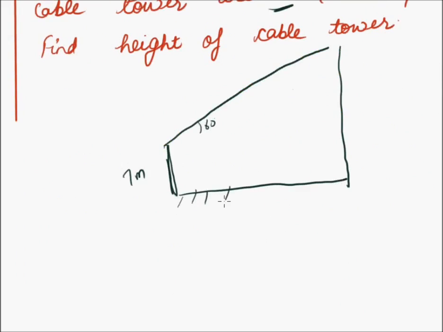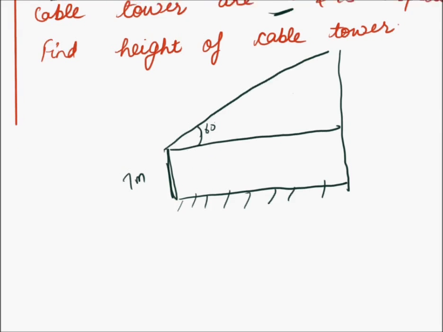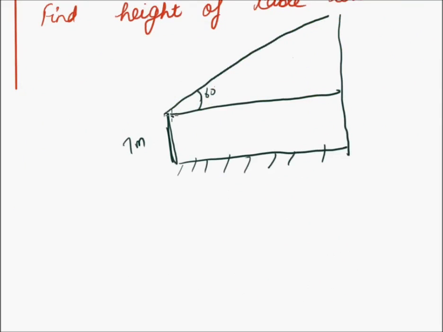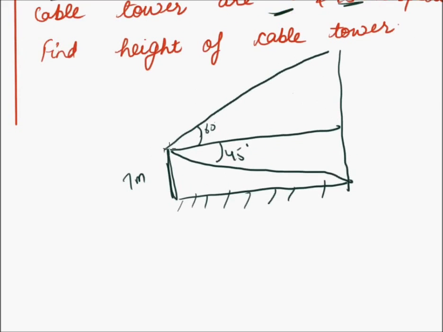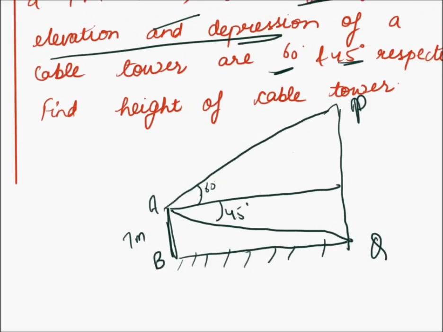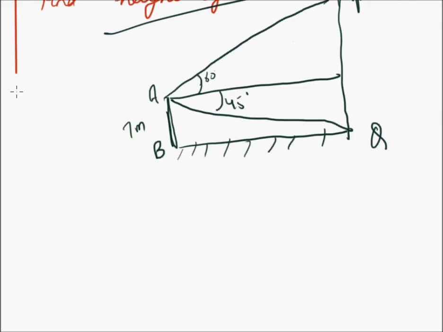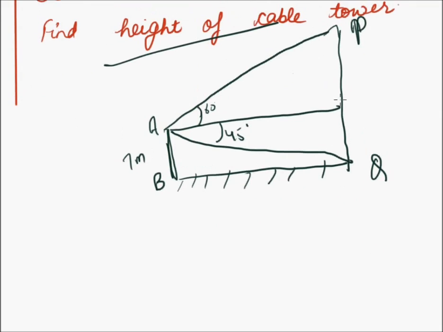So it is clear that this angle will be with respect to horizontal, or the parallel line to horizontal. Similarly, the angle of depression is 45 degree. This is the angle of depression, which is 45 degree to the foot of the tower. Let the height be AB of the building, the height of the tower be PQ. So we have to find out the height of cable tower, that is, to find PQ.